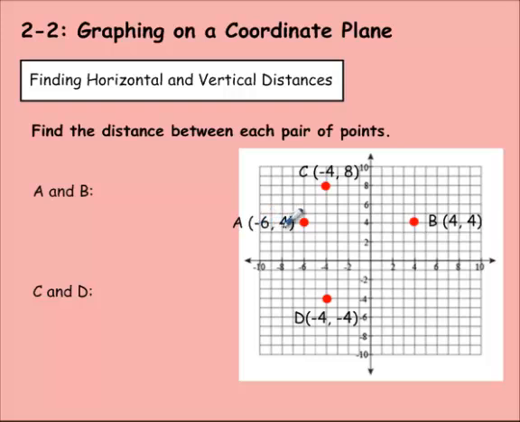A is at -6 and +4. B is at +4 and +4. So you'll see that the y's are the same. There's nothing to compare there. They are exactly the same. But here we have -6 and +4. A mistake I've seen a lot of middle schoolers make is they say, oh, -6 and then +4, it sounds like they're 2 away. Well, they're clearly more than 2 away.